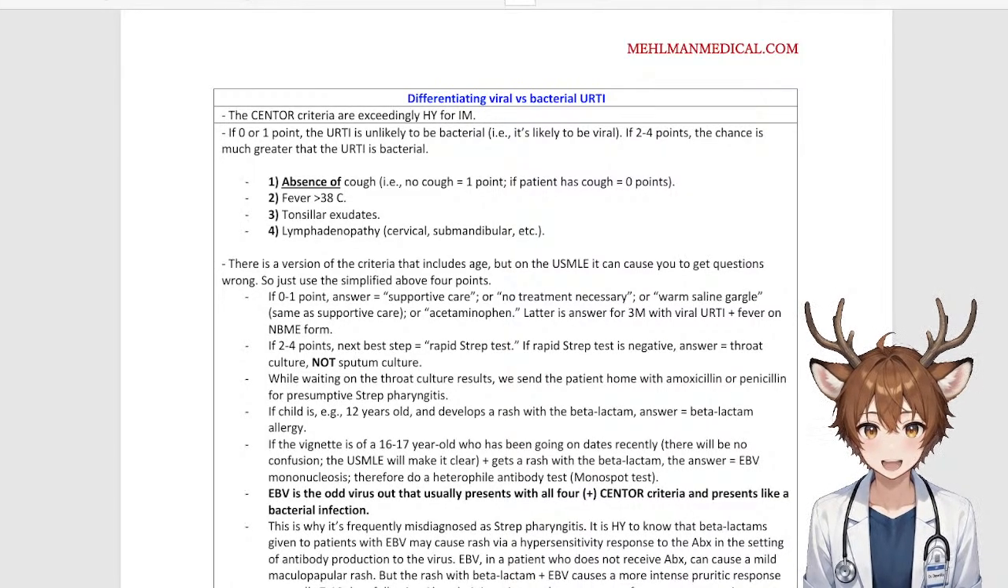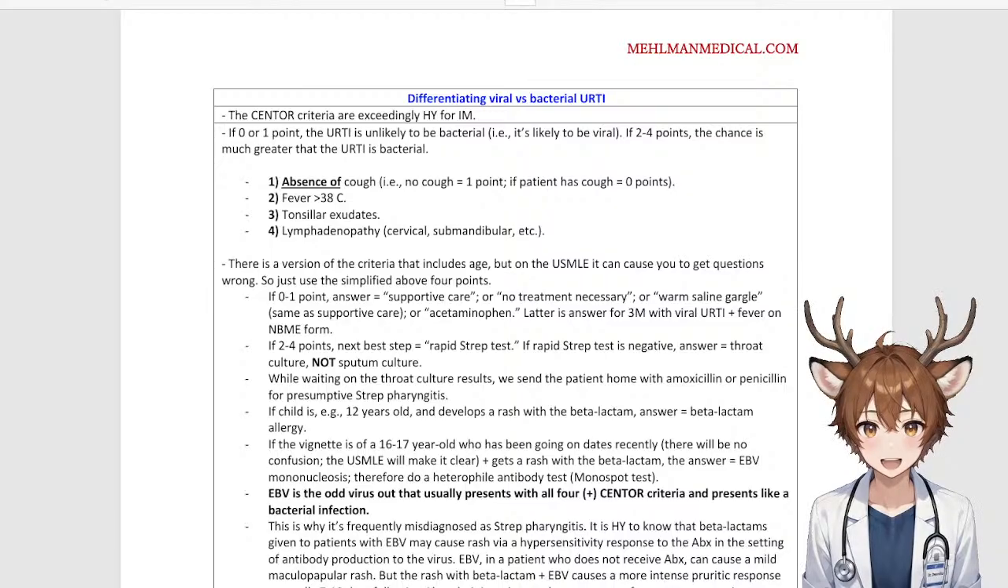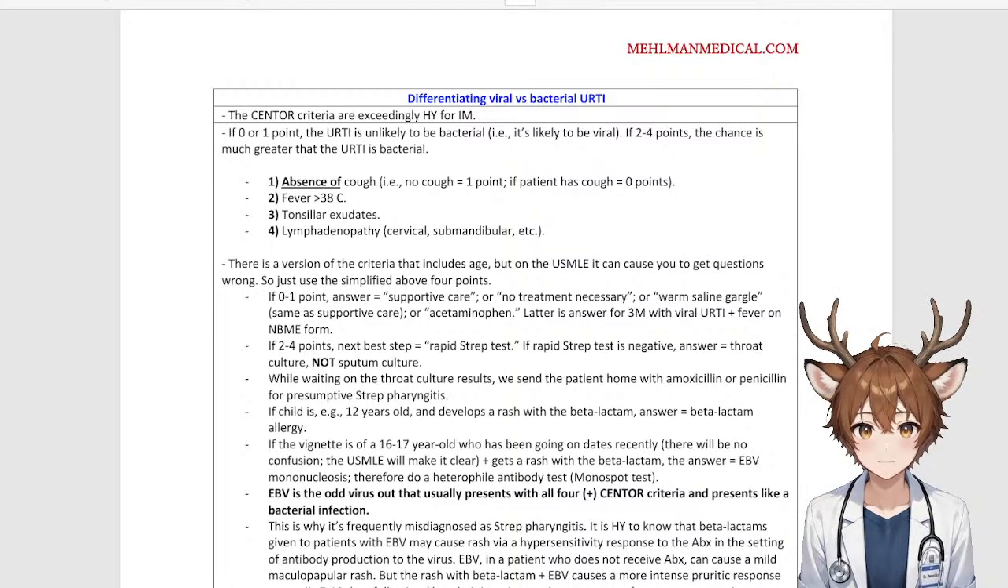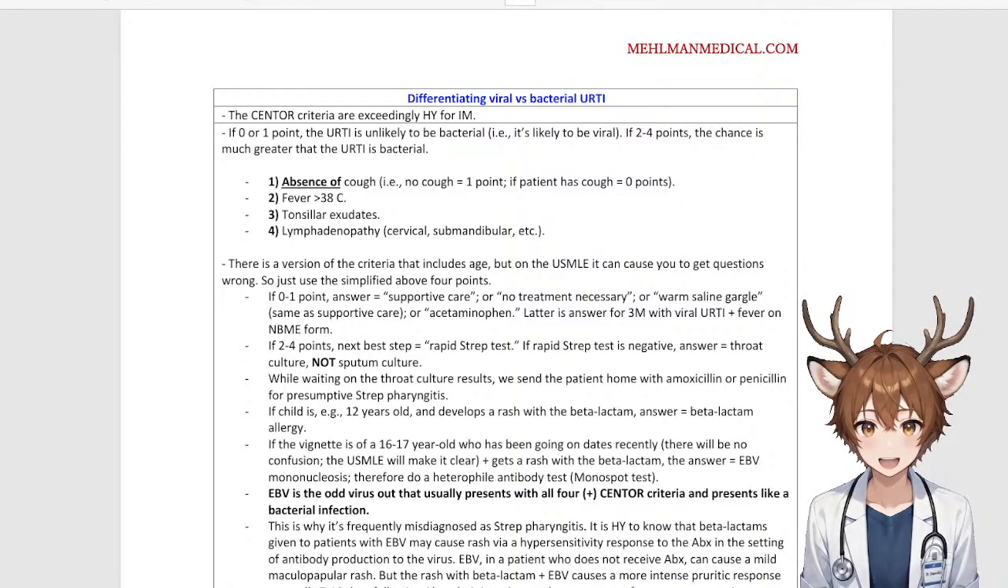Absence of cough, that is to say, no cough, is 1 point. If the patient has a cough, it's 0 points. Fever greater than 38 degrees. Tonsillar exudates. Lymphadenopathy, cervical, submandibular, etc.